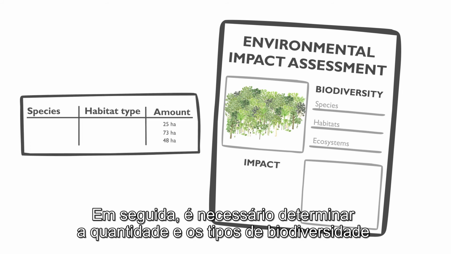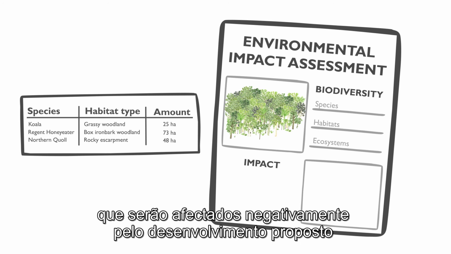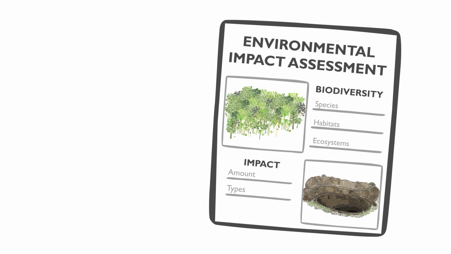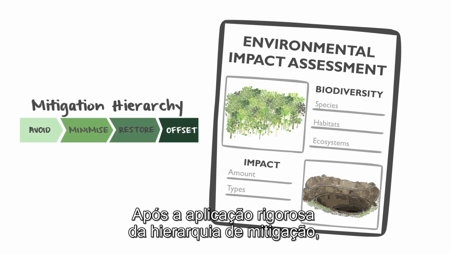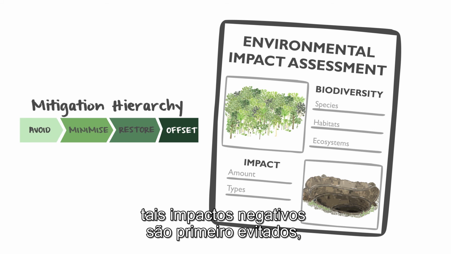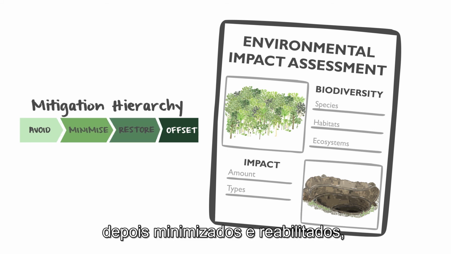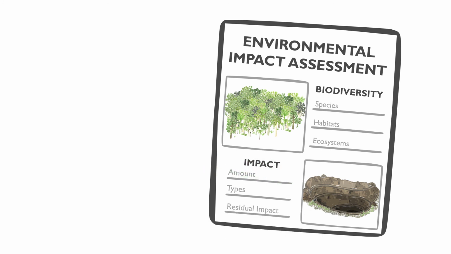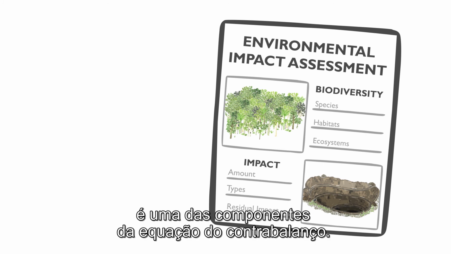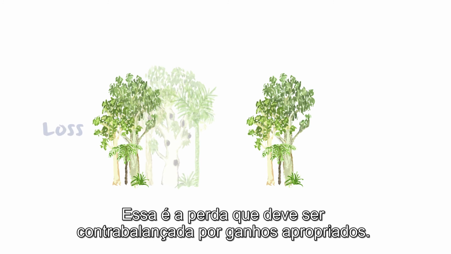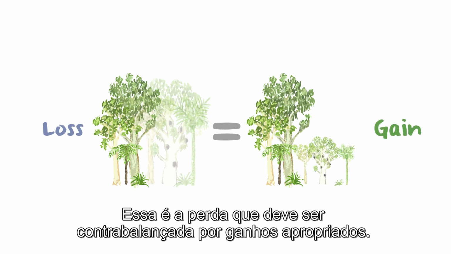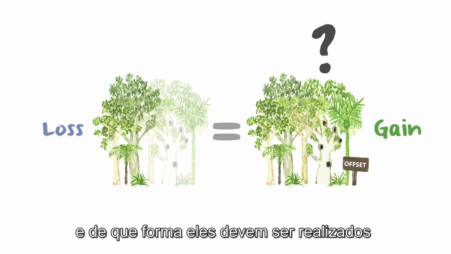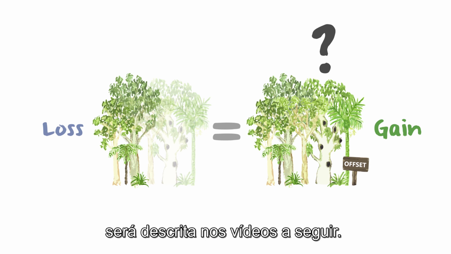Next, the amount and types of biodiversity that will be negatively affected by the proposed development, and for which offsets will be required, needs to be determined. After strict application of the mitigation hierarchy, where these negative impacts are first avoided, then minimised and rehabilitated, the unavoidable residual negative impacts can be identified. The amount of residual impact is one side of the offsets equation. This is the loss that must be counterbalanced by appropriate gains. Determining where these biodiversity gains should be located and in what form they should be delivered will be described in the following videos.